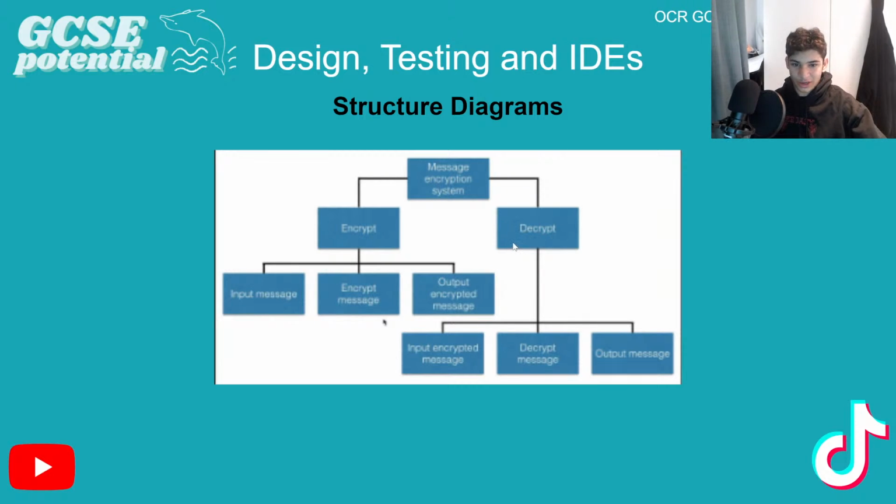So it's a little bit low quality, but here is our diagram. The initial thing that we're working on is a message encryption system, and we need it to encrypt and decrypt. So we split that up into two different things. And then we need to break that up once again and do the specific things which need to be coded. So for encrypt, the input message, the encrypted message, and the output message. And for decrypt, it's the same thing.